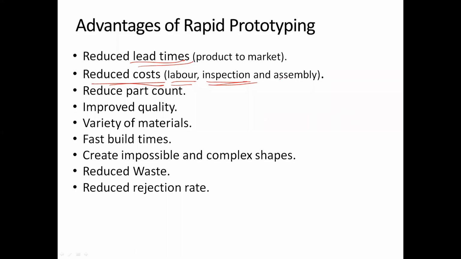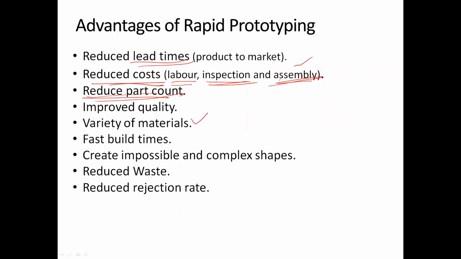And the third thing is you can directly create an assembly in additive manufacturing or rapid prototyping, whereas in a conventional system, you create all the parts separately and then you assemble. So if you are able to create an assembly, definitely you are reducing the part count.